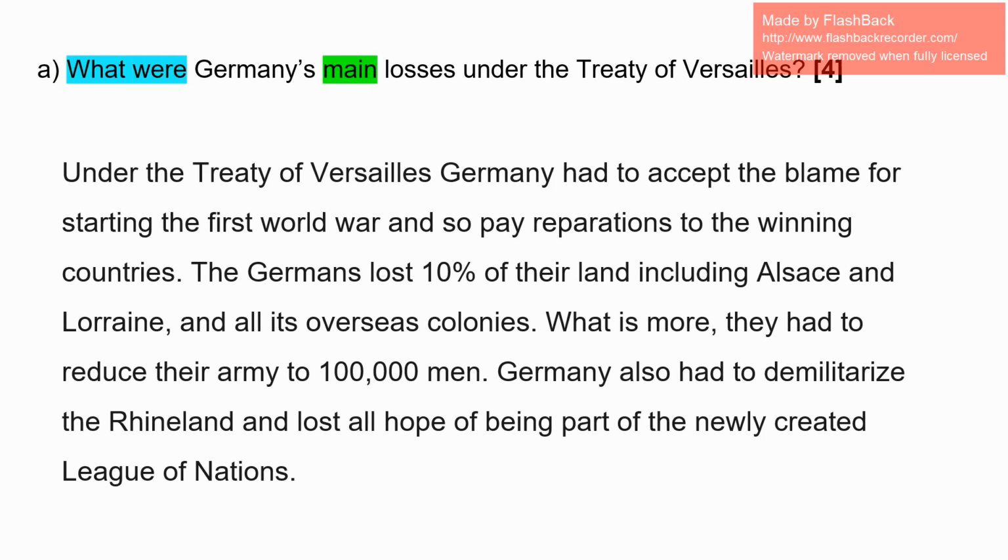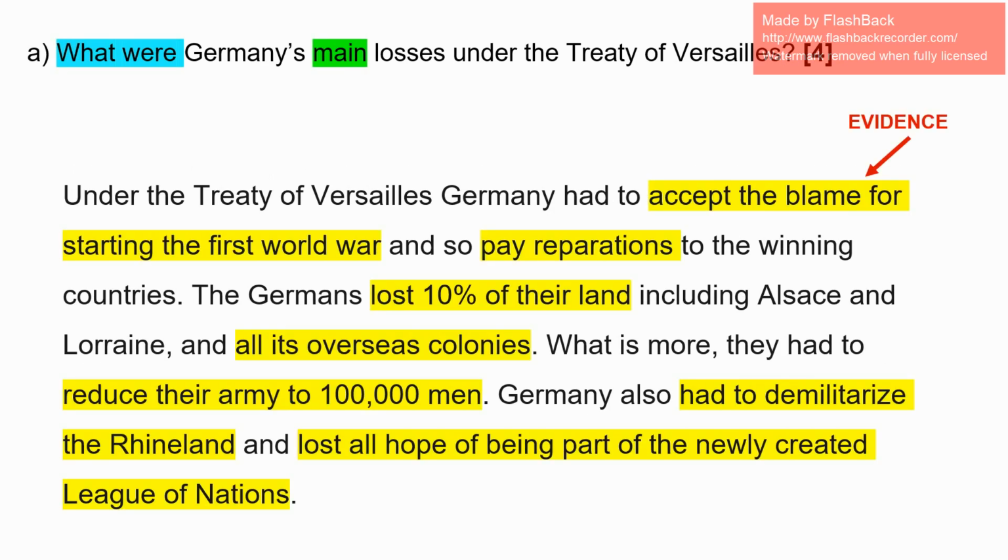What is more, they had to reduce their army to 100,000 men. I'm not going to mention all the rest. Why? Because I am already saying that they had to reduce the army. So if I mention all the details, I will go a bit overboard here. And Germany also had to demilitarize the Rhineland and lost all hope of being part of the newly created League of Nations. So I can either count this as 4 facts or I can count it as a bit more because I'm making connections and giving just very precise details. Anyway, this would be worth 4 points.